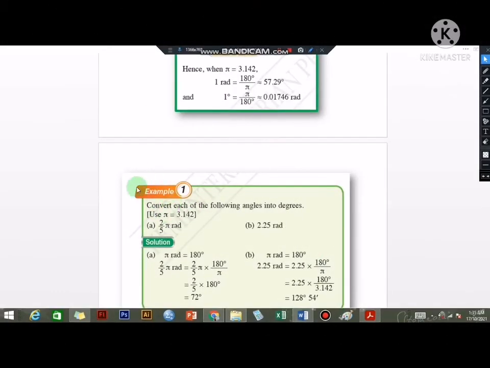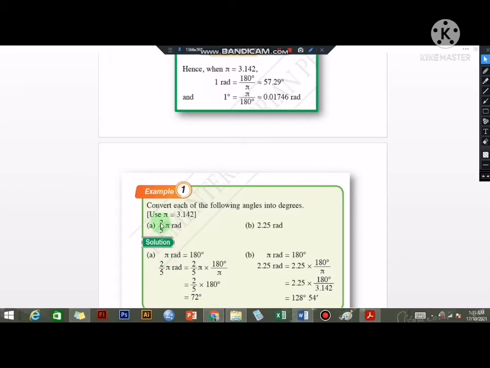Okay, class, let's look at example 1. For example 1, the question asks you to convert each of the following angles into degree. So you need to convert this angle into degree. This is the question given to you. So this is in unit of radian, so you need to convert to degree. Remember this one? If you want to convert from radian to degree, you need to use this formula.